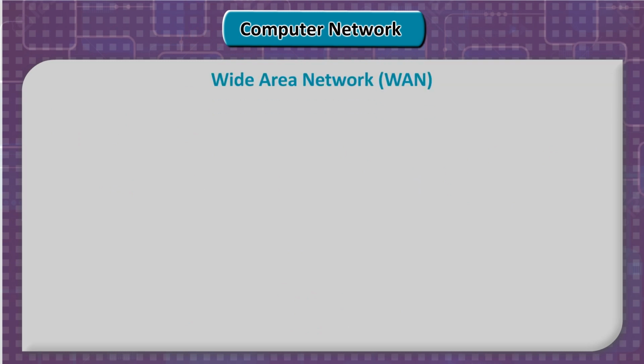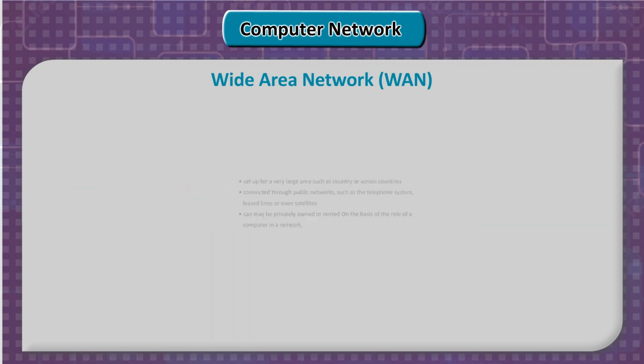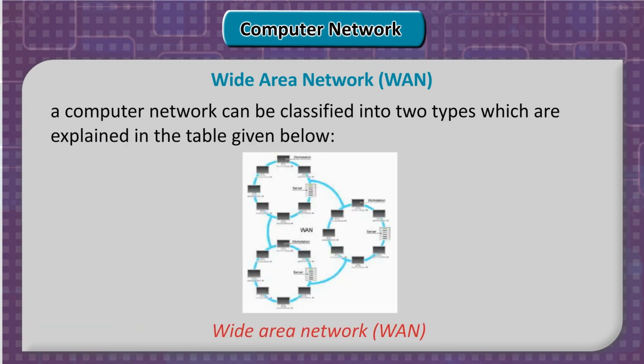Wide Area Network, WAN. Set up for a very large area such as a country or across countries. Connected through public networks, such as the telephone system, leased lines or even satellites. May be privately owned or rented. On the basis of the role of a computer in a network, a computer network can be classified into two types which are explained in the table given below.